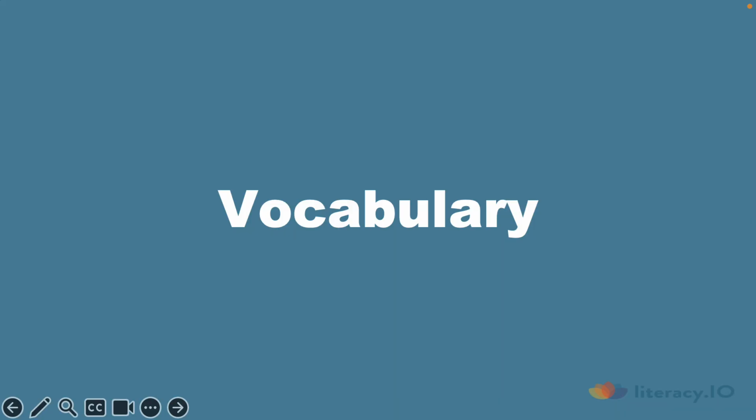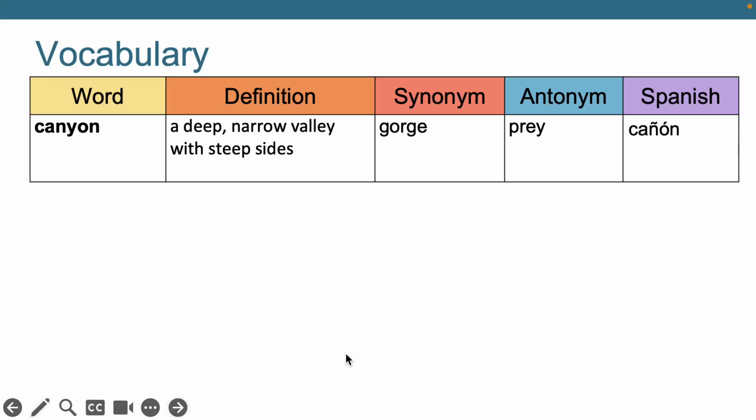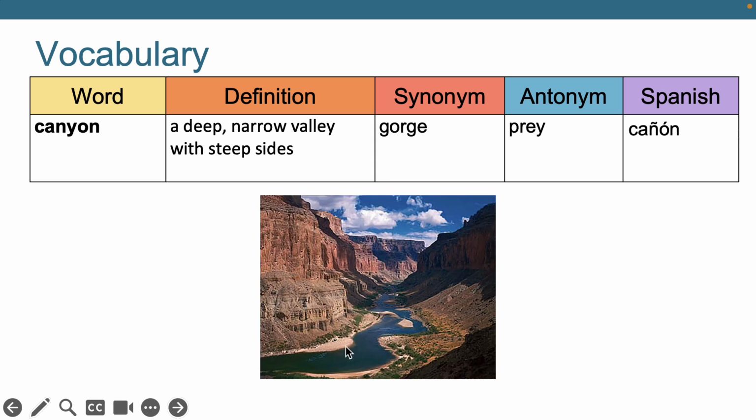But before we read the story, let's go over some important vocabulary words that will help us better understand it. Our first vocabulary word is canyon. Canyon is a deep, narrow valley with steep sides. A synonym would be gorge. An antonym would be prey. En español decimos cañón. And if we look at this picture, boys and girls, do we see these steep sides? Yes, that means that this is a canyon.